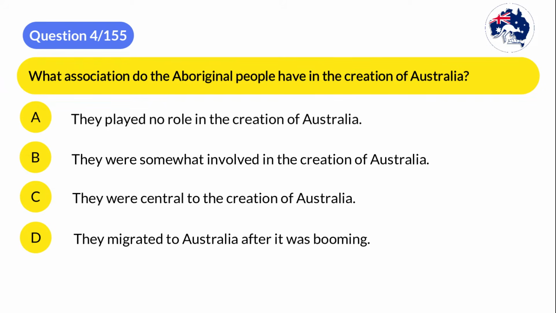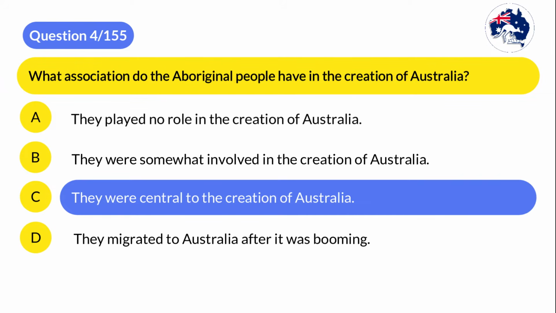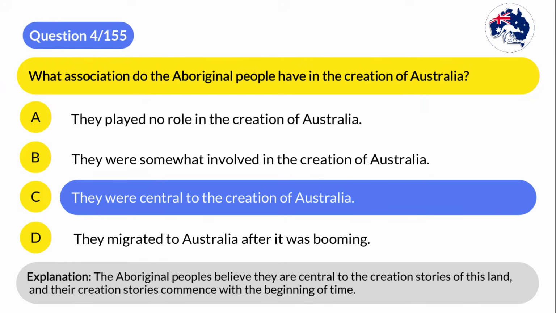The correct answer is C. They were central to the creation of Australia. Explanation: The Aboriginal peoples believe they are central to the creation stories of this land, and their creation stories commence with the beginning of time.